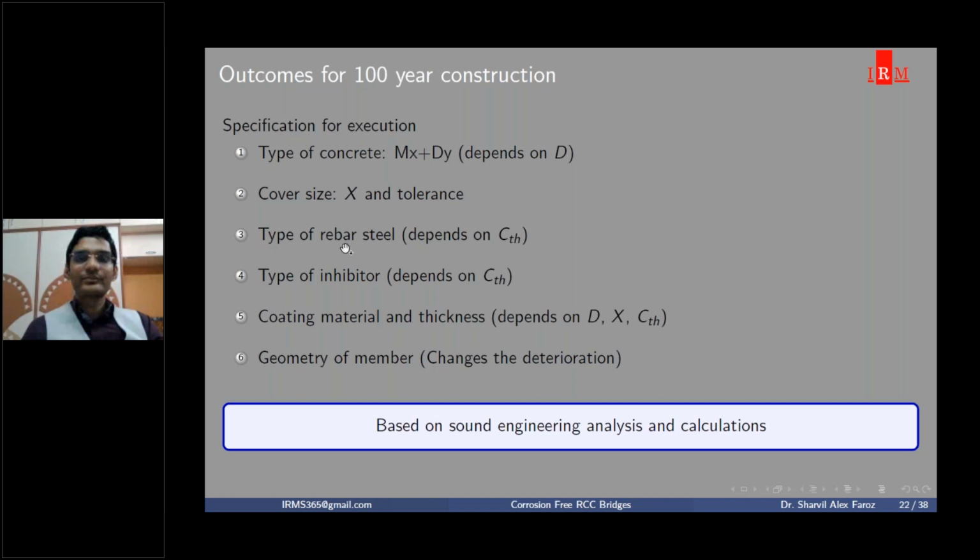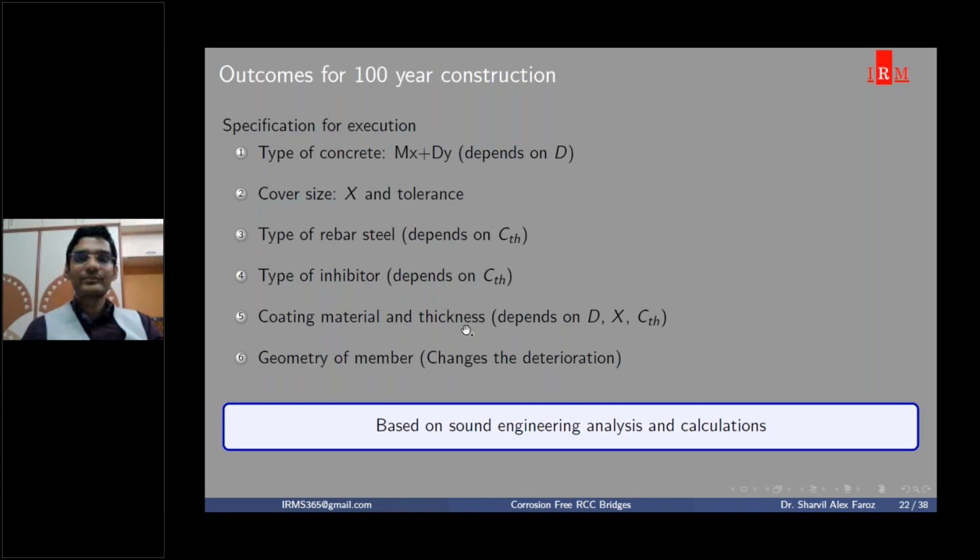Then we also say what is the type of reinforcement steel to be used, which will depend upon the value of CTH, the type of inhibitor that you should add, or the type of other admixtures that you can add to your concrete, which will also depend on the CTH. And finally, also the coating material.